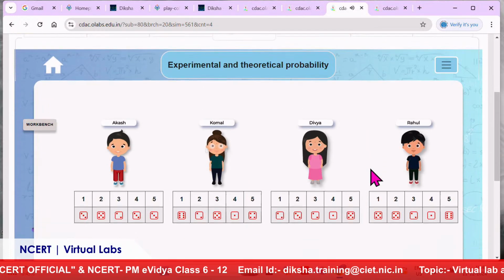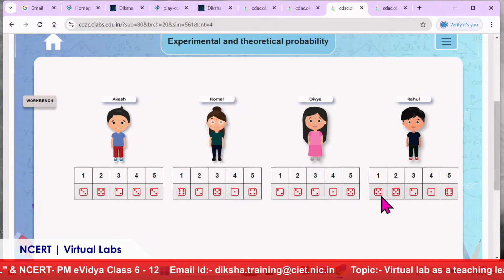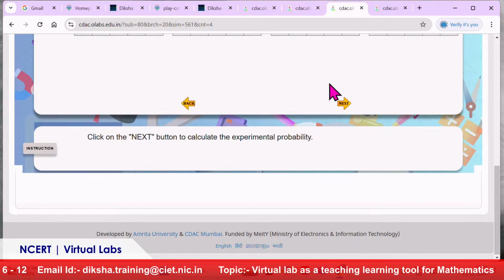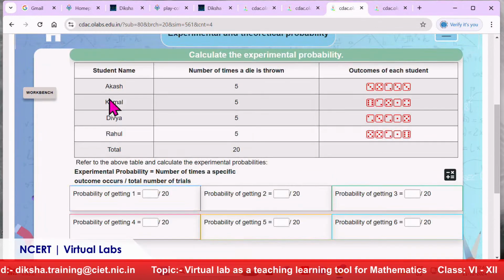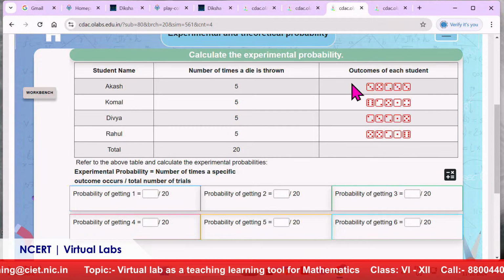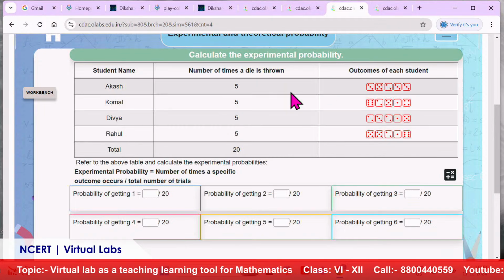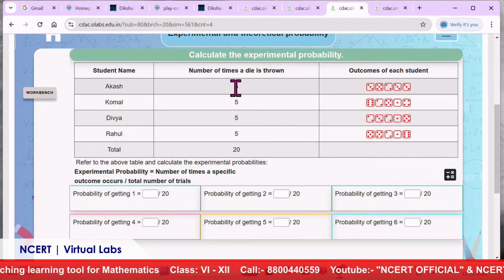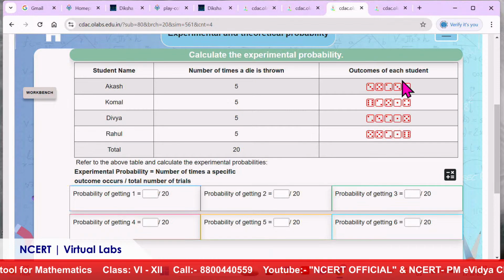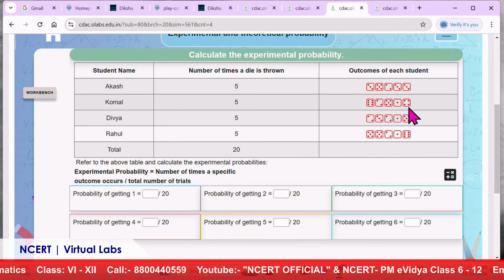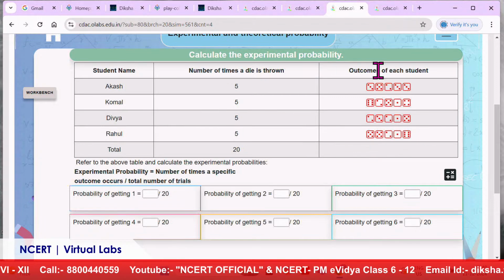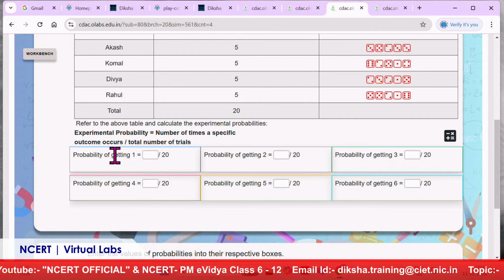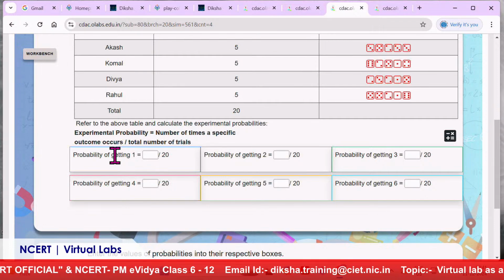So we can see that these are the responses, these are the observations we are getting from the 4 students. Now we have to click on next. All the observations and outcomes of each student are marked here. Akash threw a die 5 times, as we have seen. We can observe in the right hand side table that the outcomes of each student appear here. Refer to the above table and calculate the experimental probabilities.